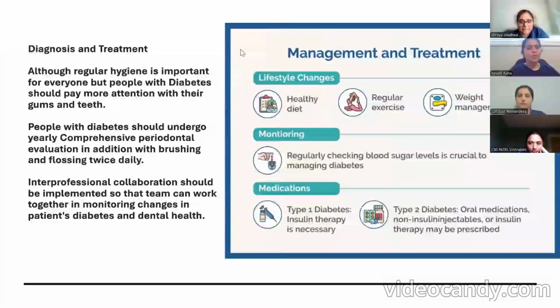Next. So now we will discuss diagnosis and treatment. Although regular hygiene is important for everyone, people with diabetes should pay more attention to their gums and teeth. People with diabetes should undergo yearly comprehensive periodontal evaluation in addition to brushing and flossing twice daily. Interprofessional collaboration should be implemented so that the team can work together in monitoring changes in patient diabetes and dental health.